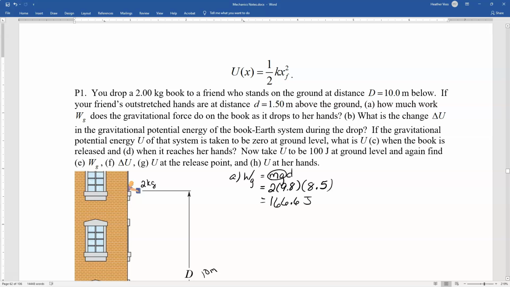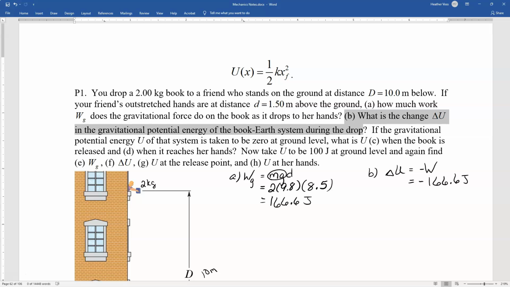So how are we going to find the change delta U in the gravitational potential energy of the book-Earth system during the drop? Well, remember what we said is that the change in potential energy is equal to negative work. So that means that the potential energy has dropped 166.6 joules. So yes, is that equation worth your time? Yes.